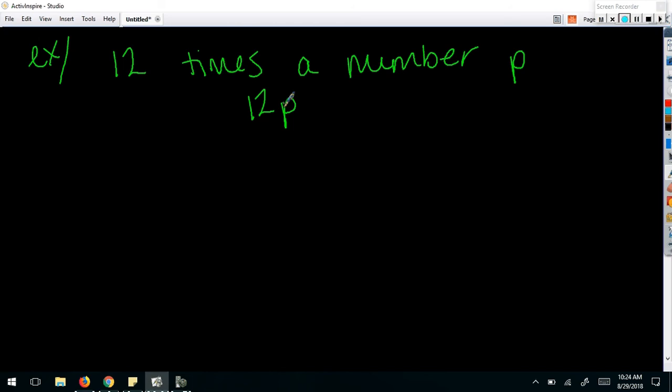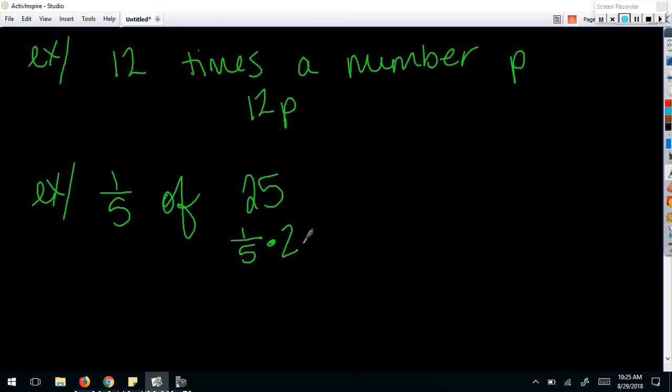Wait, don't erase it yet. What if I said 1/5 of 25? That's multiplication. That is 1/5 times 25. That "of" means to multiply.